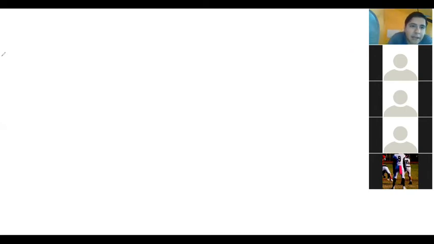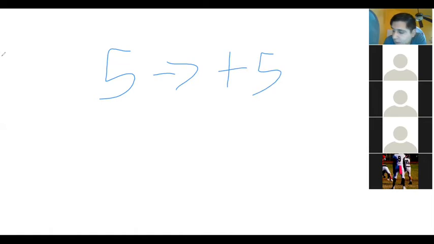Next key thing. Let's say we have a 5. What sign do we assume that 5 is? Positive. So whenever we don't have a sign, what do we assume the number is going to be? Positive. Exactly. Just as if we had a -2, obviously that's going to be a negative, right? Okay, so there's a couple key things to remember. We're almost done with that.